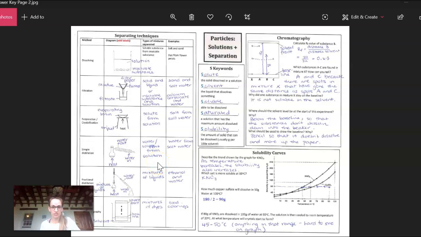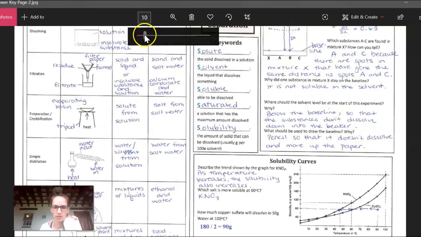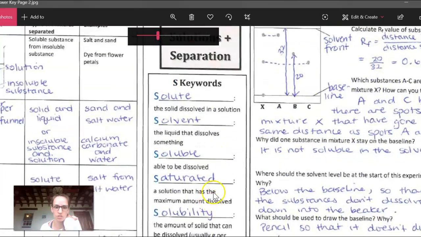Hello again, folks. This is the second half of particles topic, this time focusing on solutions and separating techniques. This one had a lot of words, definitions, so I thought it might be easier if I just quickly went through the revision mat answers rather than writing out a mind map for you. So let's dive right in with the keywords that begin with S.